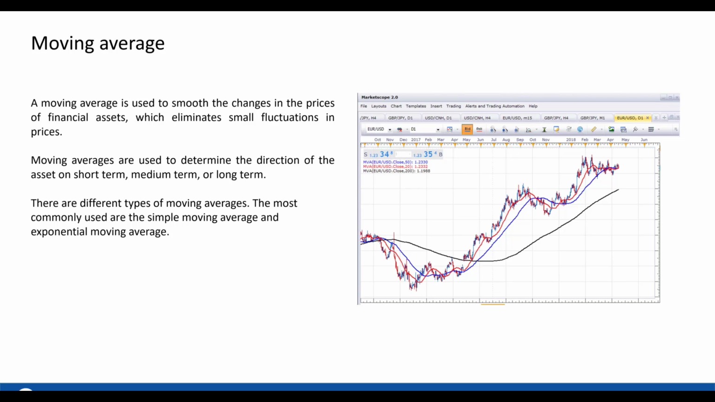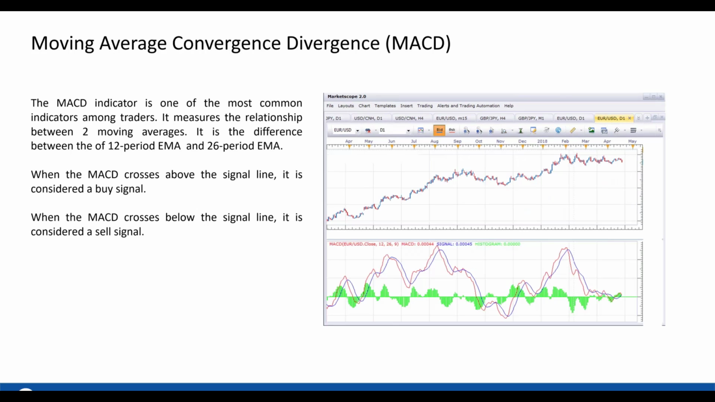Moving average convergence divergence, or MACD. The MACD indicator is one of the most common indicators among traders. It measures the relationship between two moving averages. It is the difference between the 12-period EMA and the 26-period EMA. When the MACD crosses above its signal line, it is considered a buy signal. And when the MACD crosses below the signal line, it is considered a sell signal.